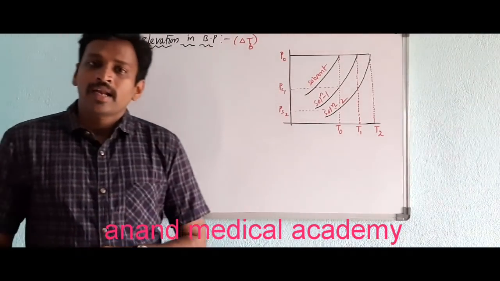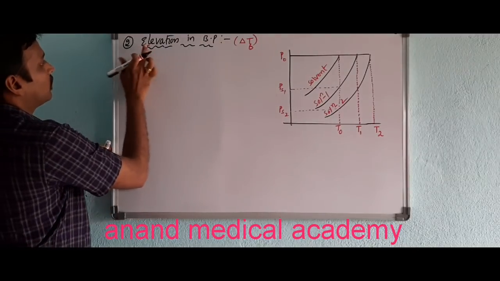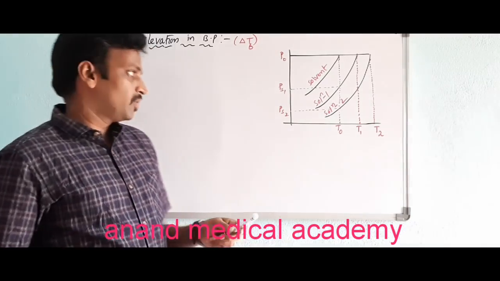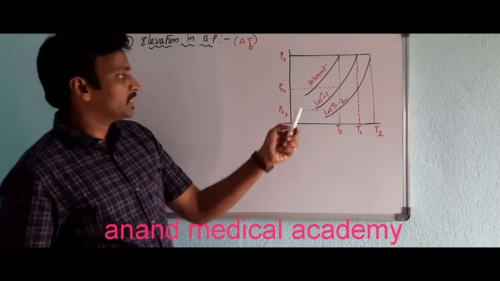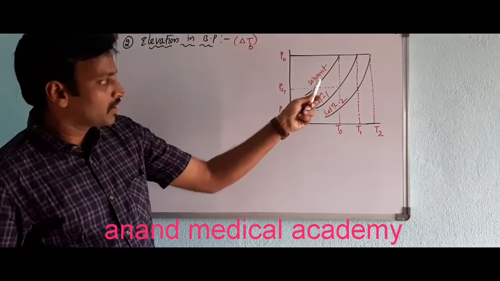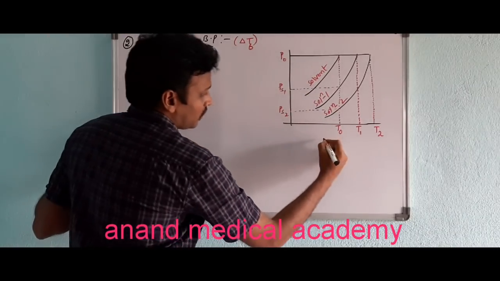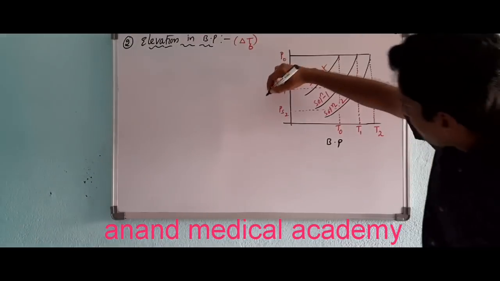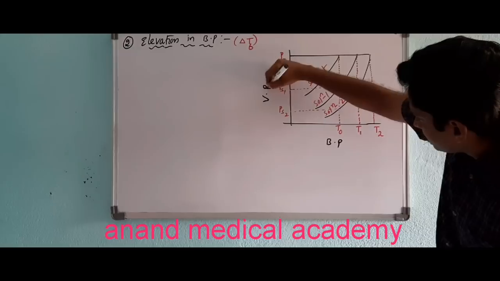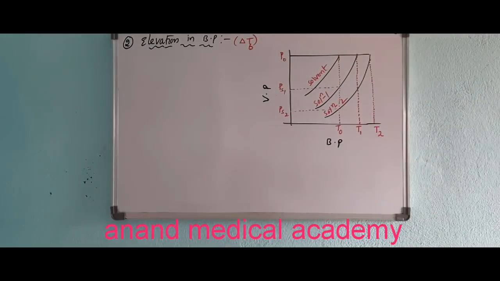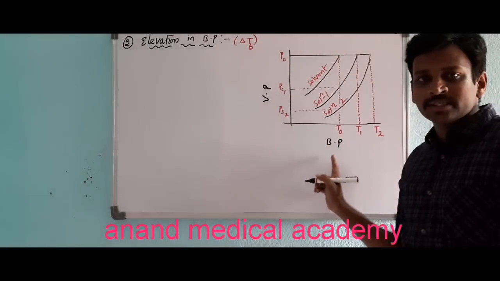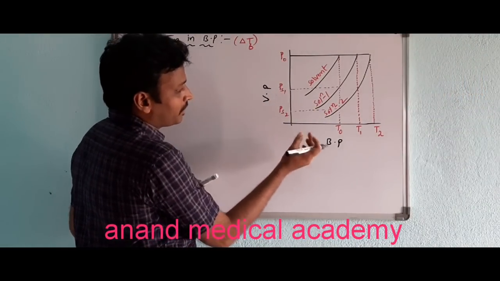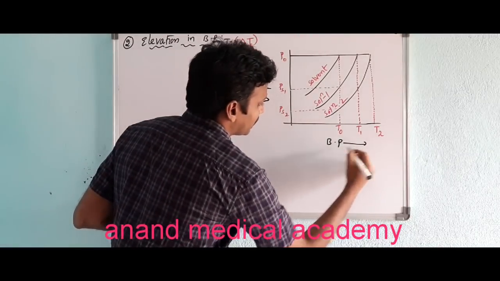Okay, now let's see the relation between this elevation in boiling point as well as molarity. To have that, I was given a small graph here. On the x-axis I am taking the boiling point, and on the y-axis I am considering vapor pressure. So it is very clear that as the temperature increases, the boiling point is increasing.